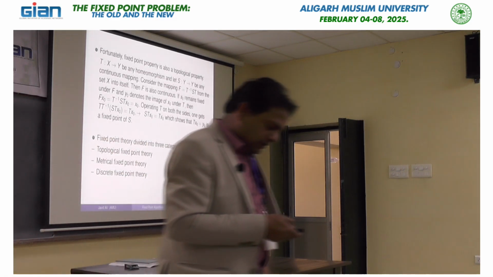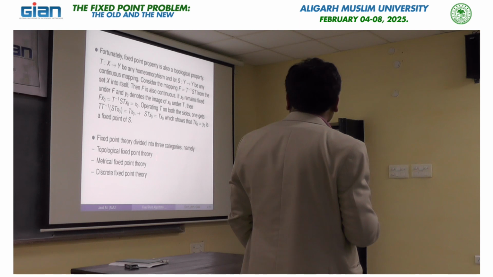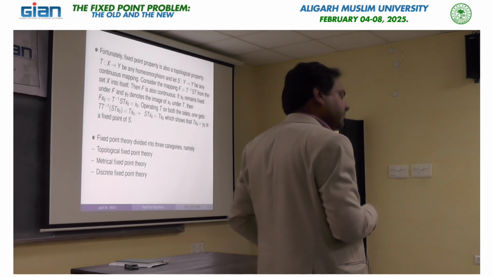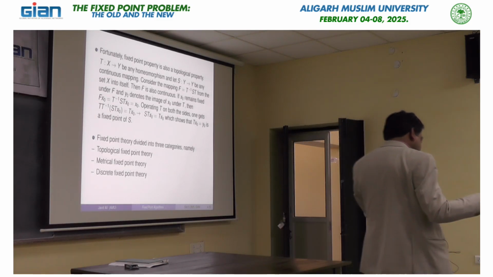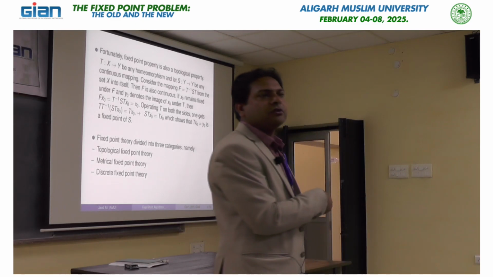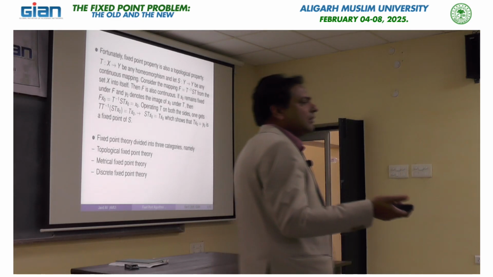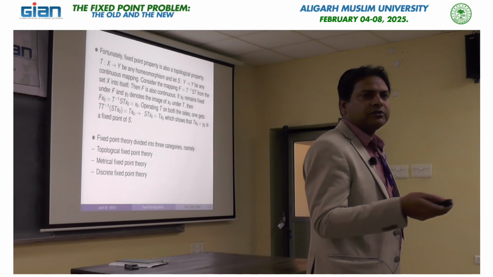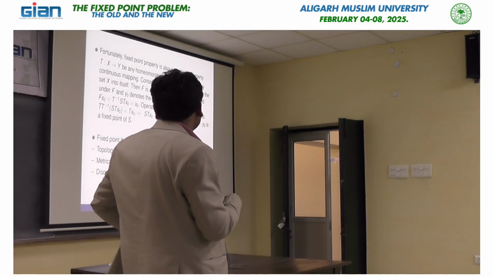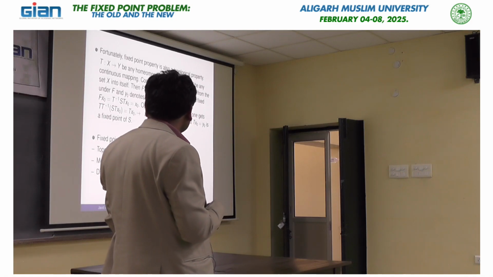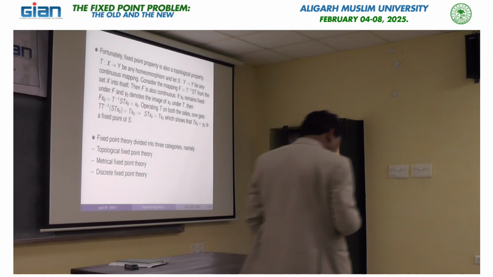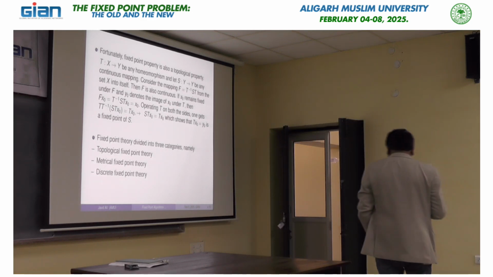Broadly, fixed point theory is divided into three major categories. One is the topological fixed point theory, and the second is the metric fixed point theory. The theme of this GAN program is on this category, metric fixed point theory, because we are dealing with results in Banach spaces and metric spaces, not in topological or algebraic topology and topological spaces. Another one is the discrete fixed point theory. So these are the three major categories of fixed point theory.